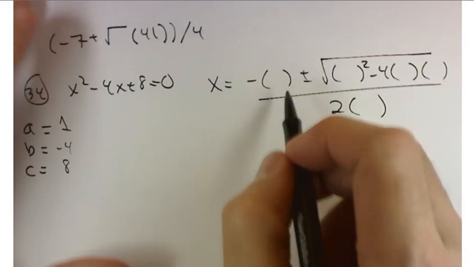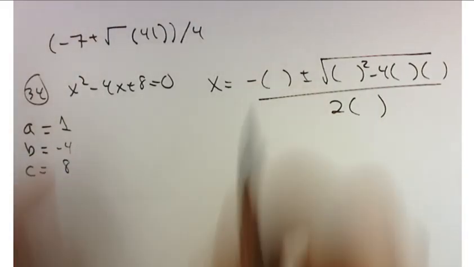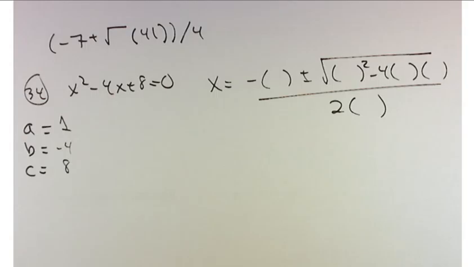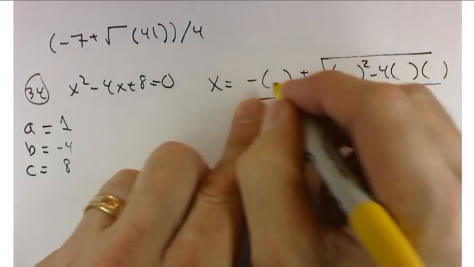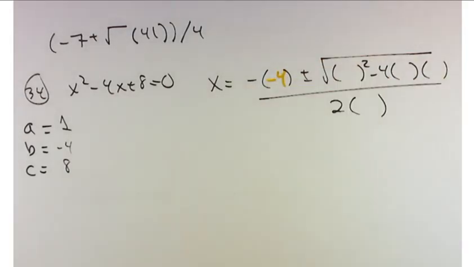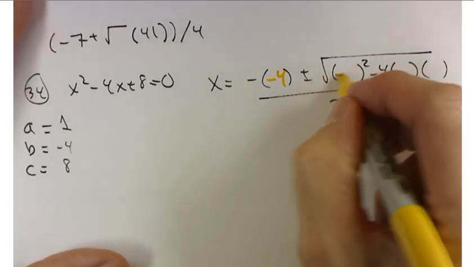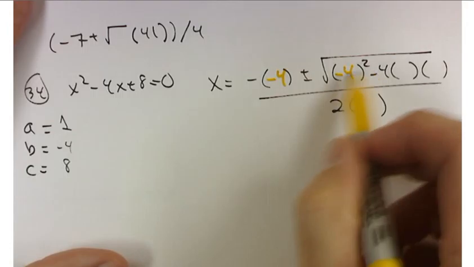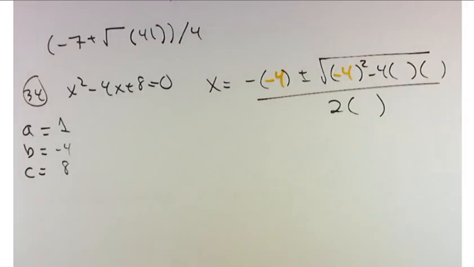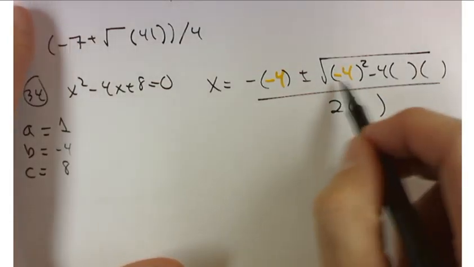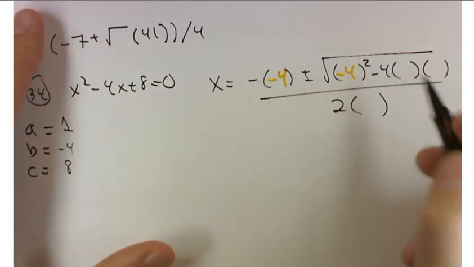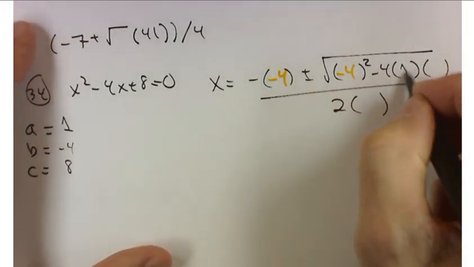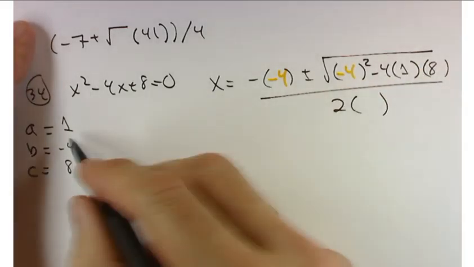So here's where, like I said, you've got to be extra careful. Out front, you've got the negative of negative 4, so you get a double negative. And then again, these parentheses help out because when you square negative 4, what do you get? Positive 16. If you didn't have that parenthesis in there, chances are when you square it, you might get negative 16. 4 times a times c over 2 times a.